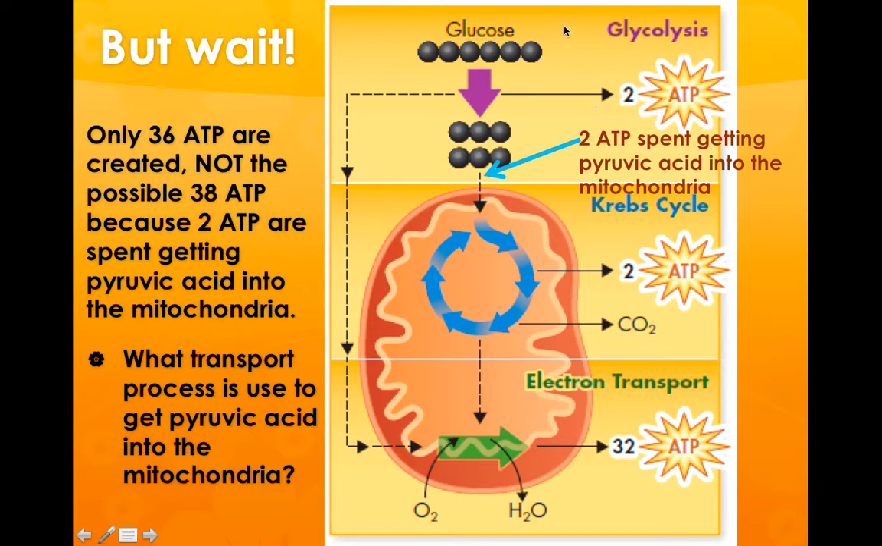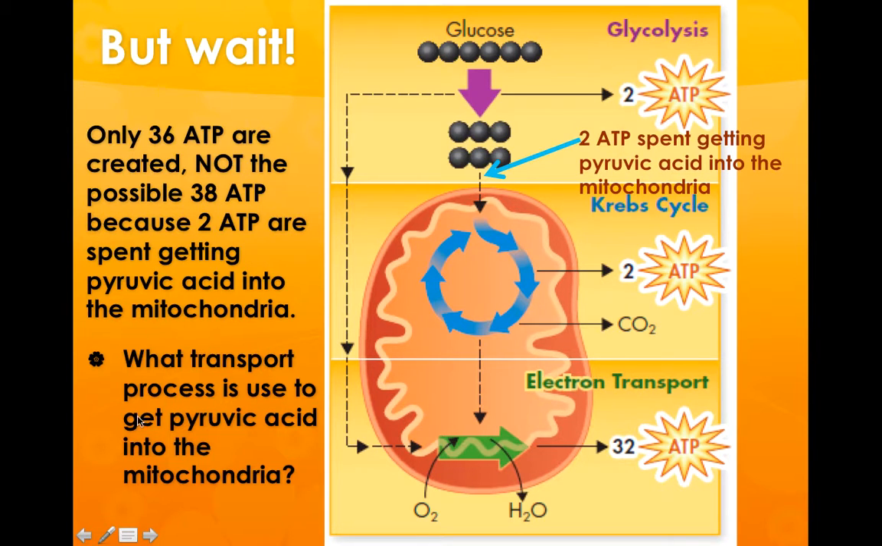If you look at this diagram here and you add up 2, 2, and 32, that gives you 36 ATP being produced by the process of cellular respiration. So why is it that only 36 ATP are created and not the 38 ATP that are possible? Well, it's because there's 2 ATP spent getting pyruvic acid into the mitochondria so that Krebs cycle and electron transport chain can occur. So if you have to spend those 2 ATP to get pyruvic acid actively transported into the mitochondria, then you have to take that from the overall total of ATP that are produced during cellular respiration.